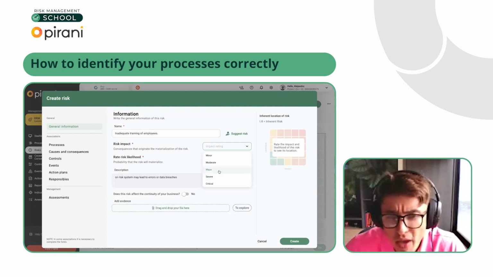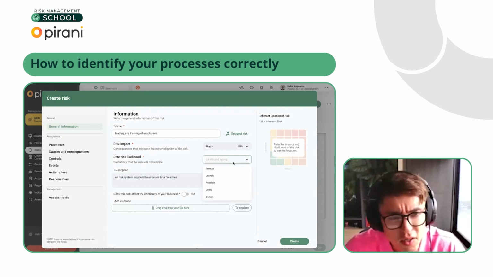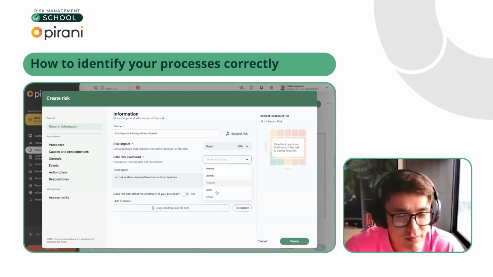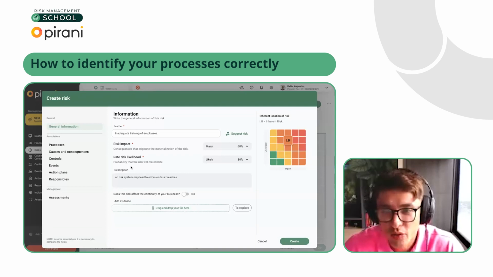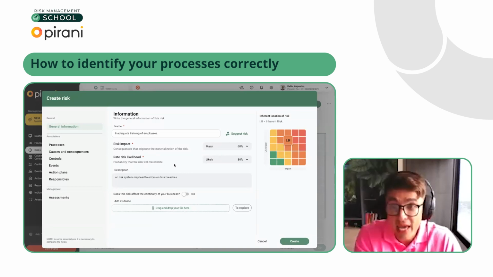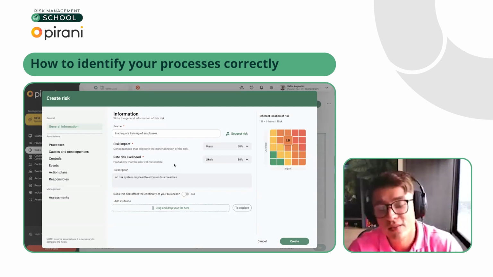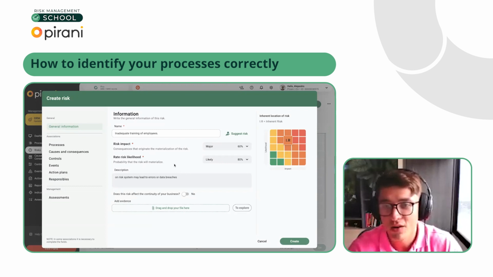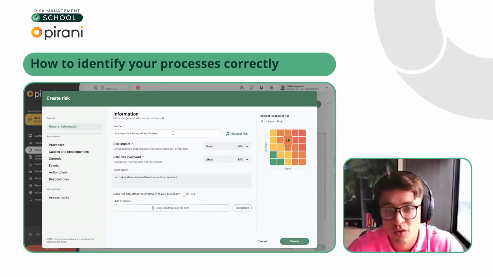Maybe it will be major. What is the likelihood of that? I don't know. I don't have an onboarding process for my employees, so maybe that will be very likely. So once we rate my risks based on my context, because again, this rating is not going to be the same in every single company. It depends on the knowledge and understanding that you have of your company.